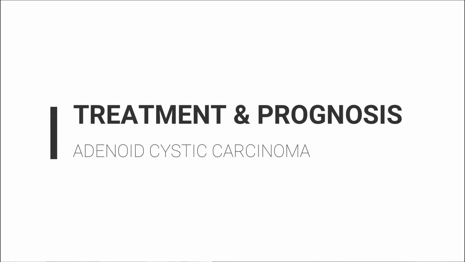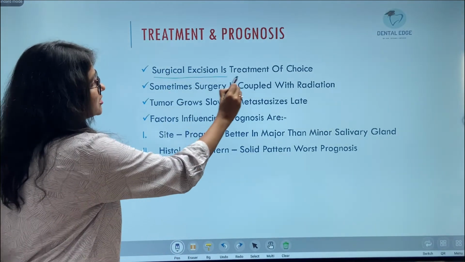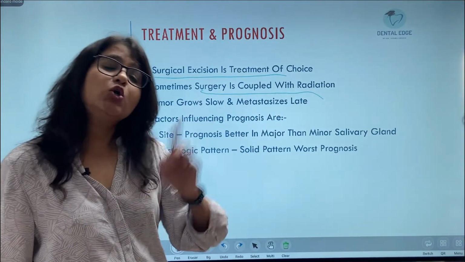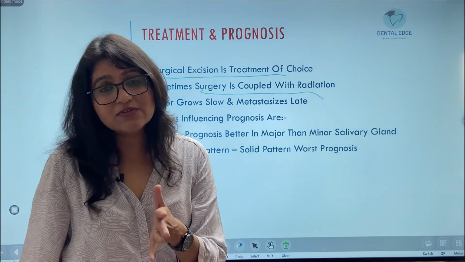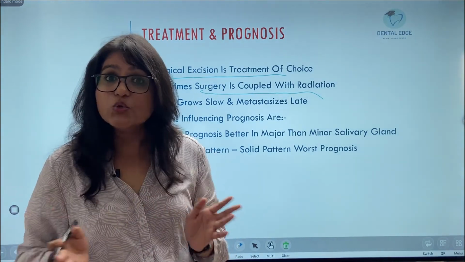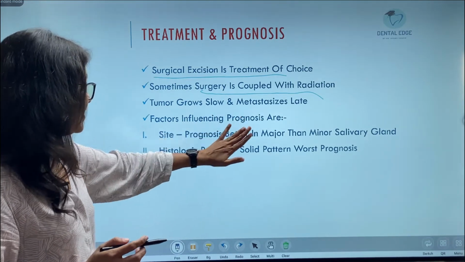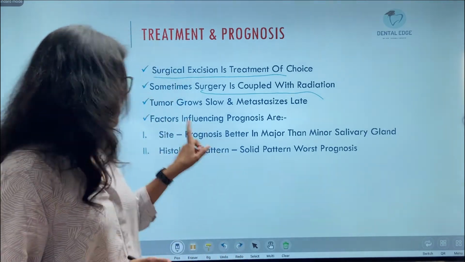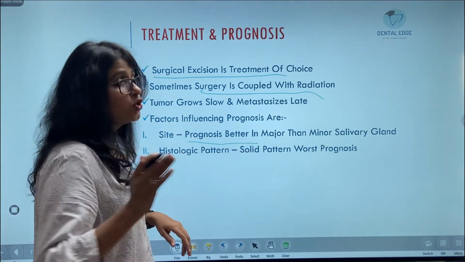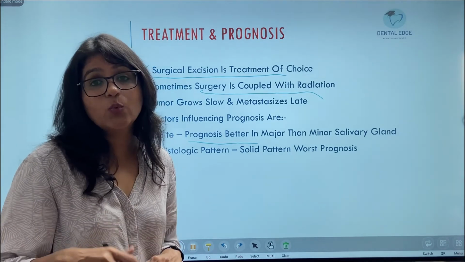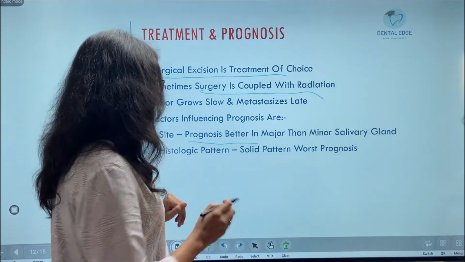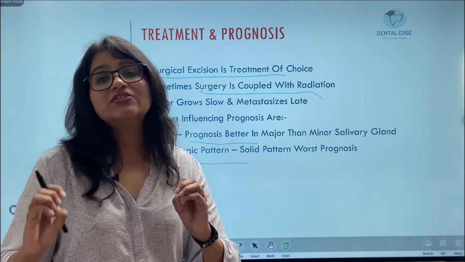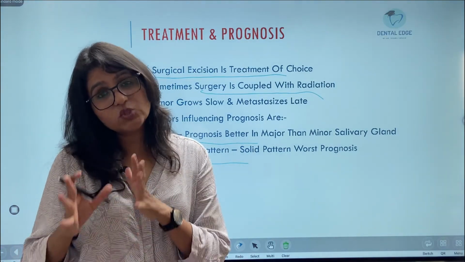Coming to the treatment and prognosis, surgical excision is the treatment of choice. Sometimes surgery is coupled with radiation. The tumor grows slow, but it is aggressive since it grows through the perineural spaces and it metastasizes late. So tumor grows slow and metastasizes late. Factors influencing prognosis are site. Prognosis is better for the tumors that are present in the major salivary gland than the ones in the minor salivary gland. And histologic pattern, as I told you, solid pattern has the worst prognosis. The recurrence rate is high and it is very aggressive, the solid pattern one.